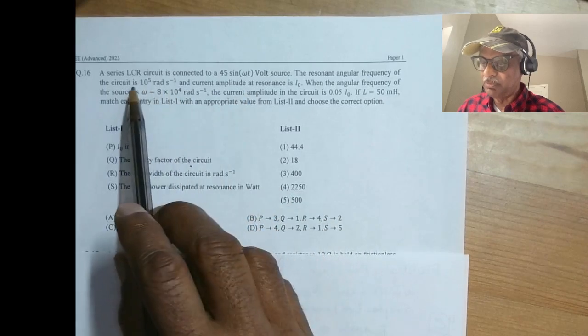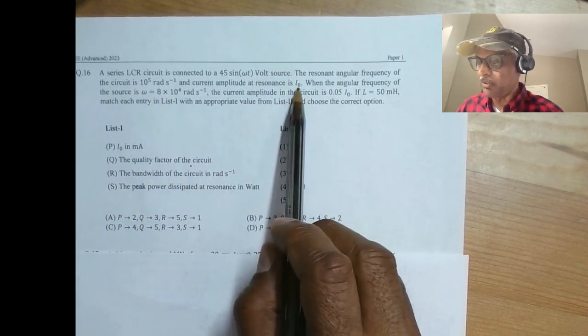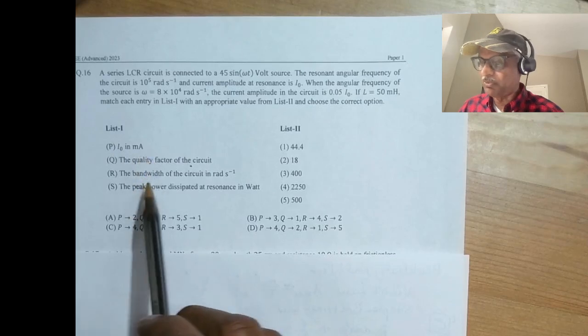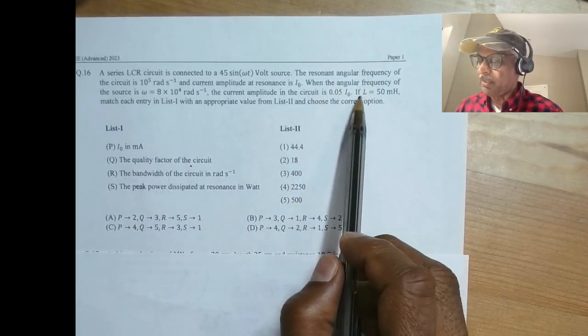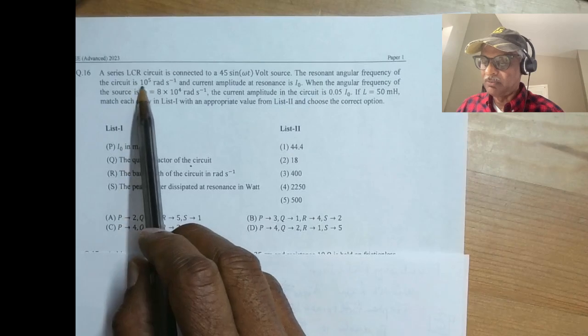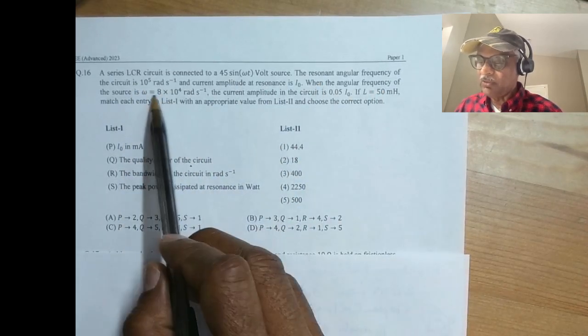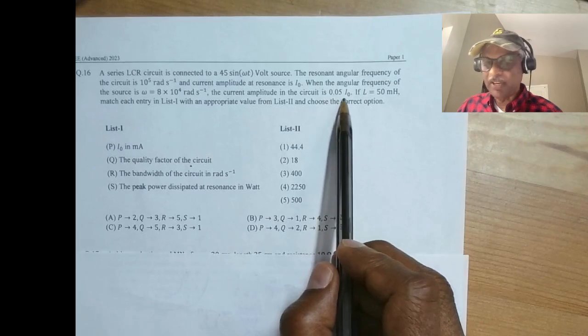frequency. You have the circuit, and the amplitude of the current is I0, which is not given, which actually has to be found. One of the possibilities you have to find. So L is given, and omega R is given, but at another angular frequency the current actually drops to 0.05 of I0.